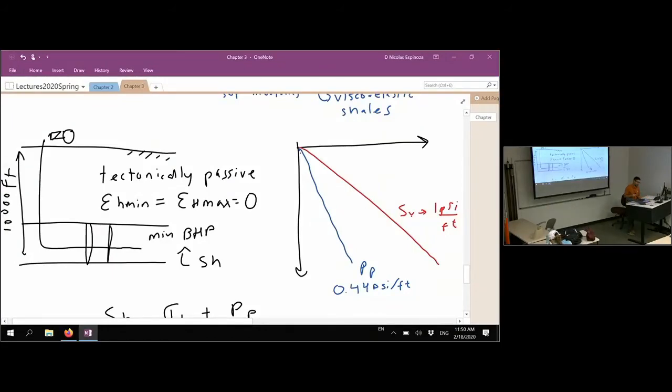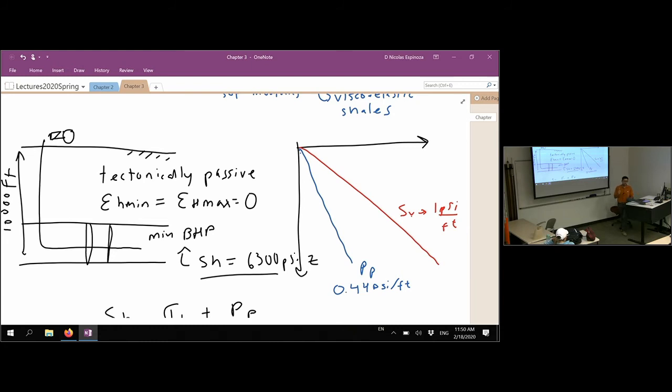Okay, 10,000 feet, then SH is going to be 0.63 of that, which is equal to 6,300 psi. All right. So this is very important because now we know what is the bottom hole pressure, the minimum required to do this hydraulic fracturing. It's not the pore pressure, it's not the total vertical stress.